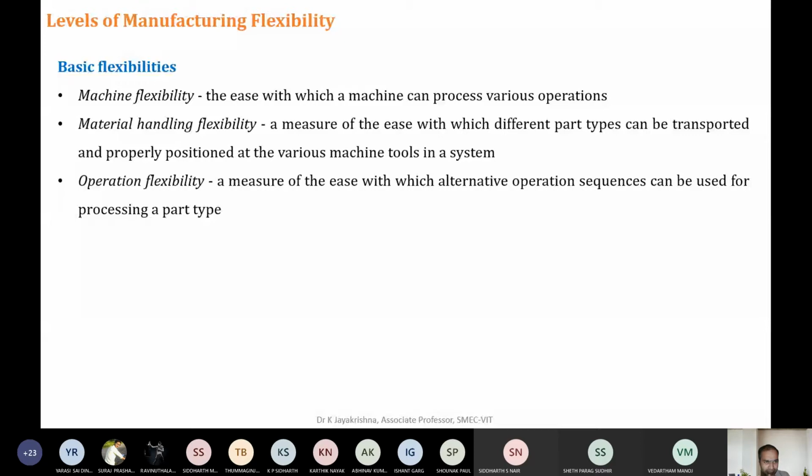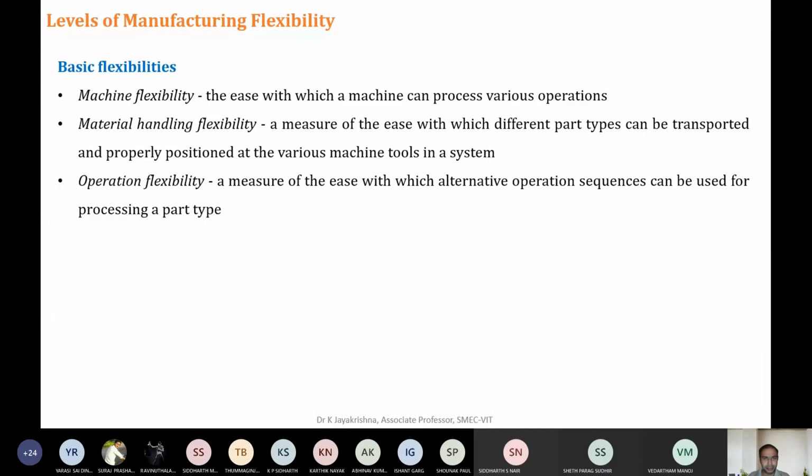In the same way, if I'm able to move one part or component from one place to another using the same material handling system, the same conveyor system, then that is called material handling flexibility. I'll give you a small example. You have a lift in all our academic blocks. We can transport a machine, goods, or students. You can move items from one floor to another easily using the same lift.